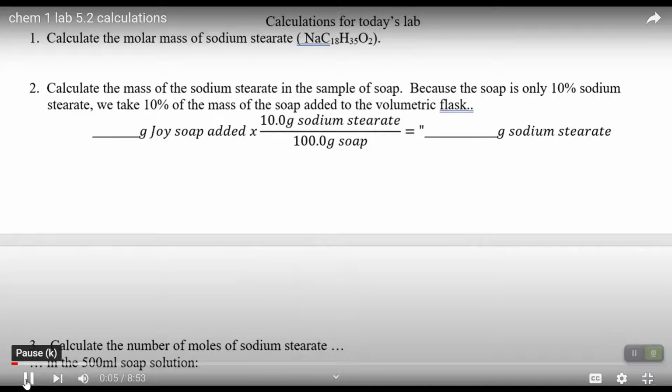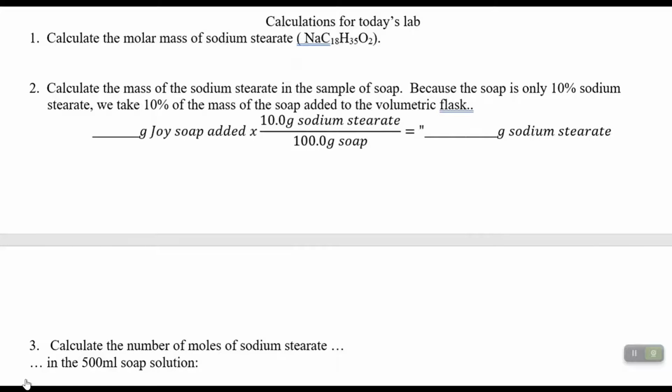All right, now we're ready to do the calculations where we actually get around to estimating the width of the molecule. One of the first things we have to do is determine the molar mass of sodium stearate, and this is something that you can do and should do even before you come to the lab. Just go to your periodic table, add up the atomic masses and the number, and that will give you that molar mass.